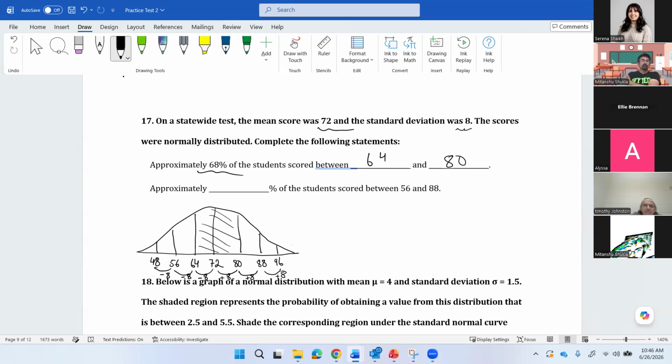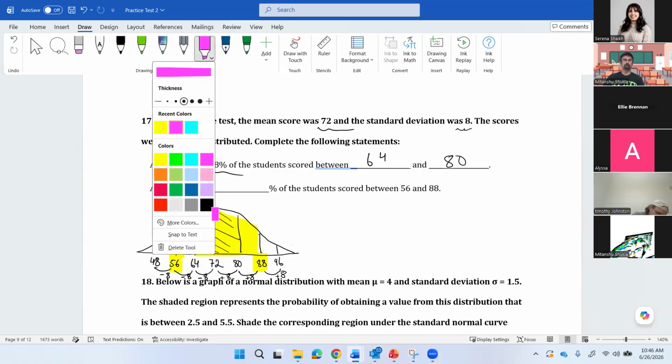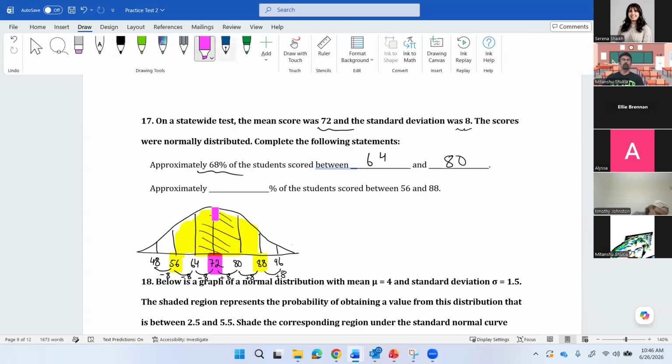Then approximately what percent of students are in between 56 and 88? Well, 56 and 88, that's in between here. That's a total of 2 standard deviations away from the mean. 2 standard deviations away, we know is 95%. Okay? Questions, comments, concerns?